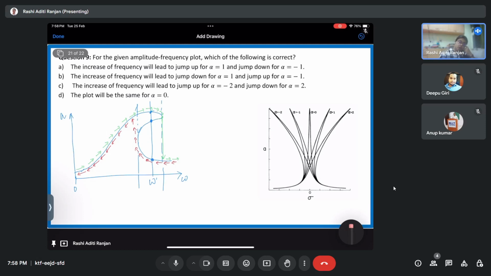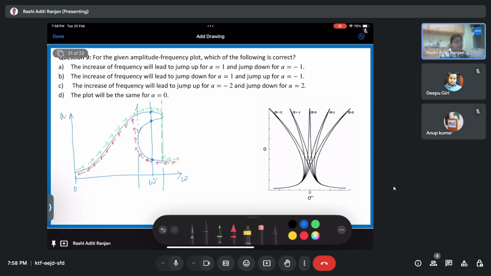It also depends upon the direction in which my amplitude frequency response is inclined. Here it is inclined towards the right direction. It may happen that it is inclined towards the left direction. In that case, increasing the frequency will lead to the jump up, and decreasing would lead to jump down. Correct? That is what is going to happen.